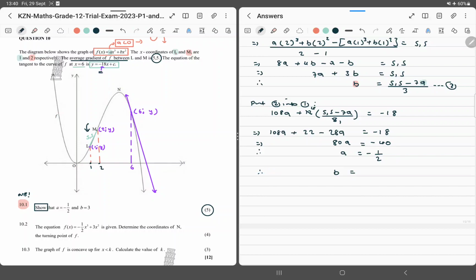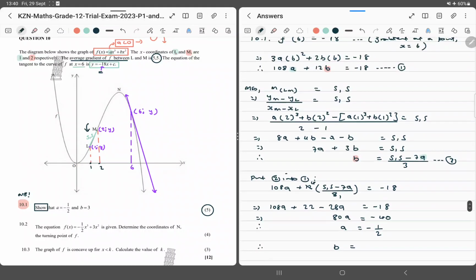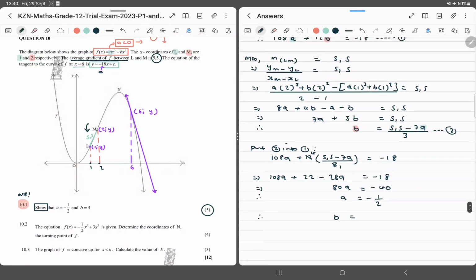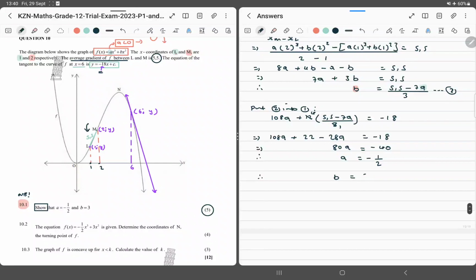Therefore, for b, we can substitute into any one of these equations. So let's substitute into this one that we see here. b is going to be 5,5 minus 7 into minus a half over 3. What is that? So let's do that complex thing. 5,5 minus 7 into minus a half. So you see your fancy calculators, we're getting 3. Okay, all right.